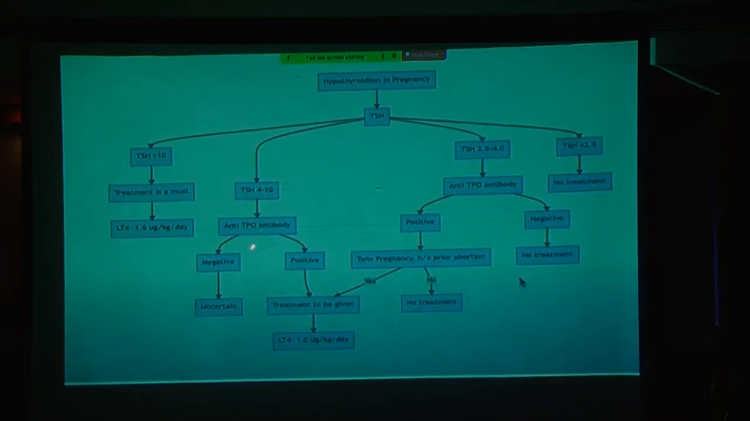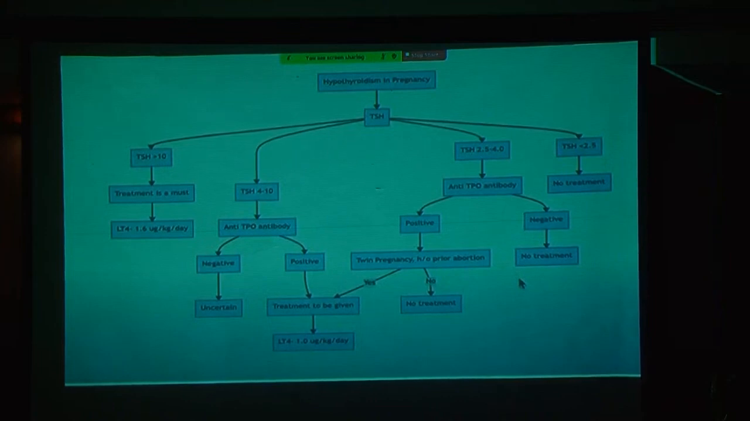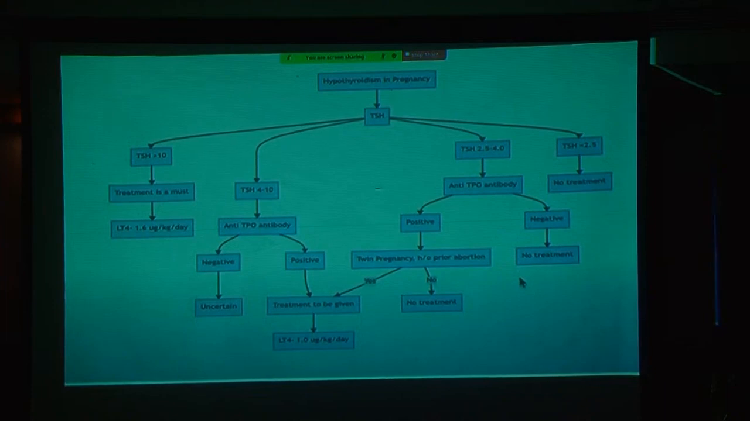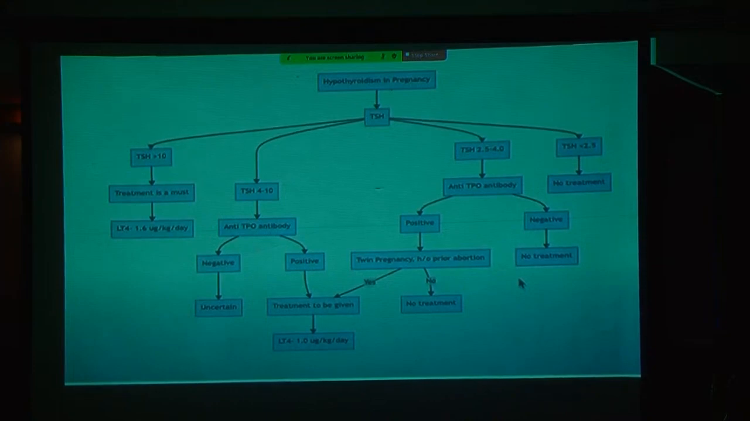If the patient's anti-TPO is between 4 to 10 and anti-TPO negative, there is a weak recommendation; you can treat it. If the patient had a miscarriage, may be on IVF therapy, or is a high-risk patient, here again you can treat it. You can consider treating. But this is definite.